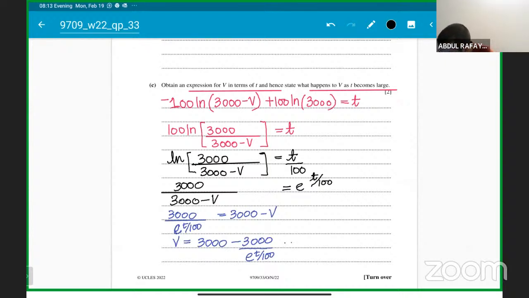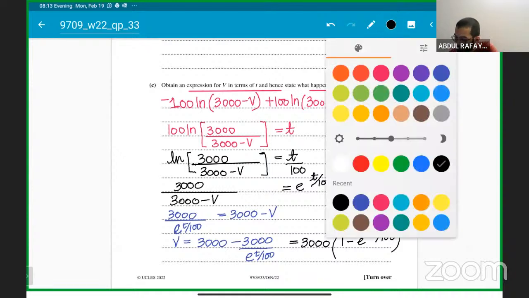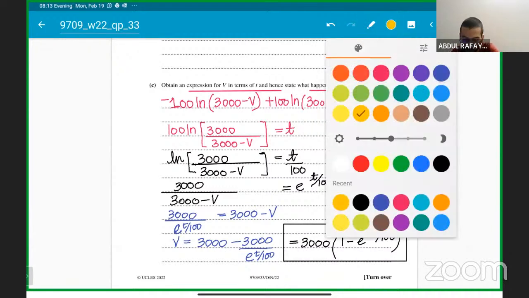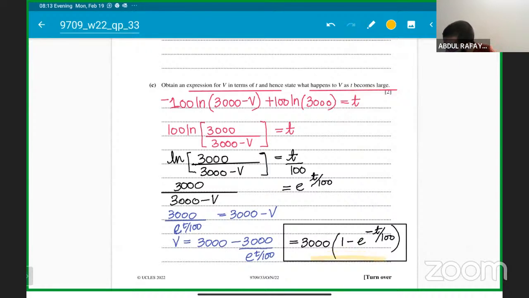You can simplify as well by taking 3000 common: 3000 times 1 minus e power negative t over 100. Or 1 divided by 100 is basically 0.01, so negative 0.01 t, which is the same thing. You can write it like this as well. With this, we got this correct as well: 3000 times 1 minus e power negative 3 over 100.